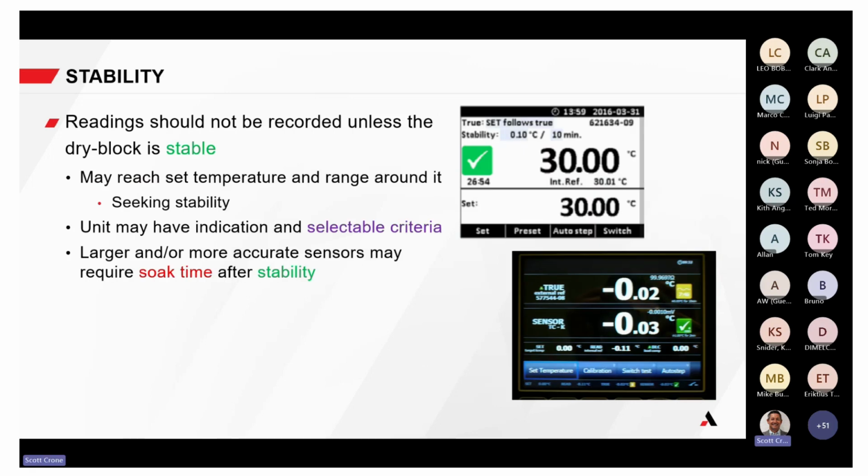And stability. Readings should not be recorded unless the dry block is stable. Remember, temperature takes time. You may reach set temperature and range around it. It's going to seek stability. And the unit may have an indication and selectable criteria. So I talked about setting that longer stability for the bigger sensors. That might be available for you, and you're going to get the indication. So you might have a green check. You might have a check. You might have something else on the screen that shows that it's stable.